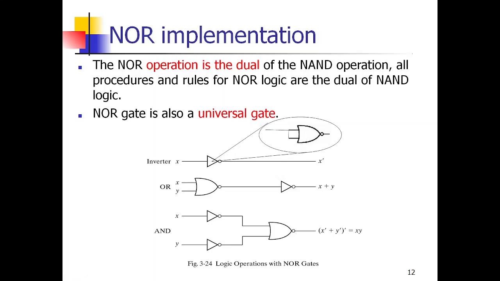NAND gate and NOR gate are the universal gates. So with the help of these two gates we can implement all the circuits. So how is this inverter, that is the NOT gate, converted to a NOR gate? So this is the symbol. In this way we can convert this NOT gate to a NOR gate. Okay, and how are we converting this OR gate to a NOR gate? So this is the representation.